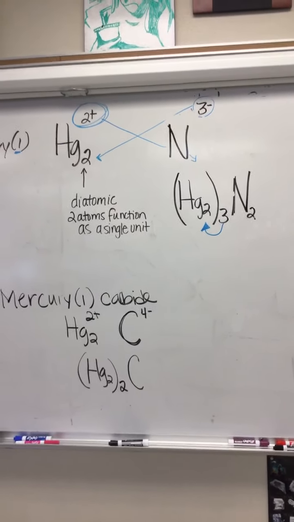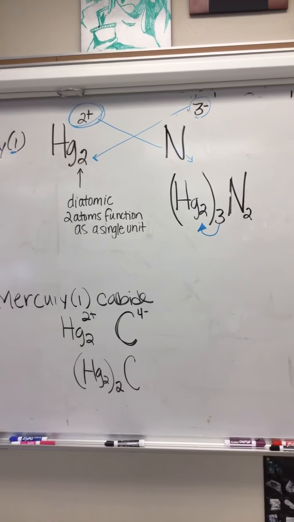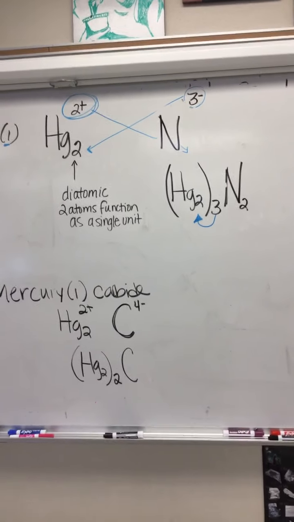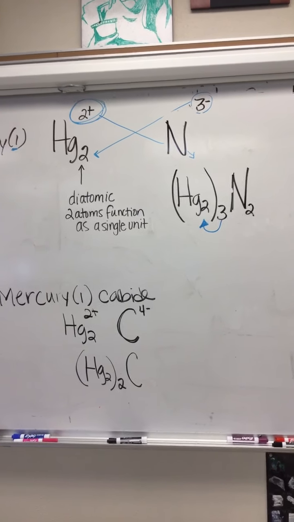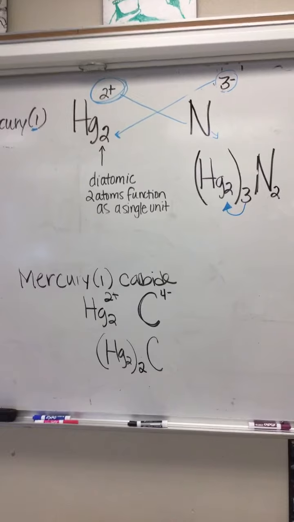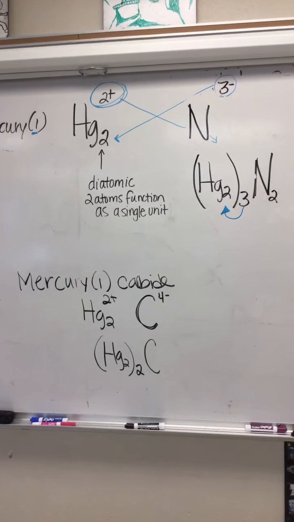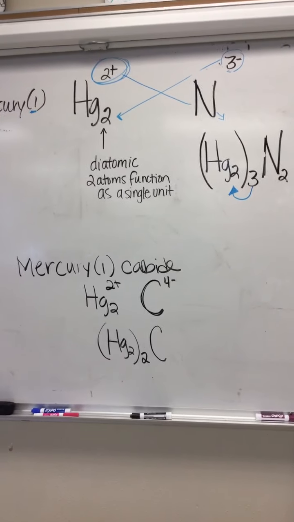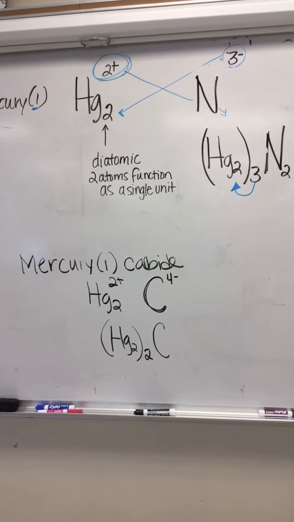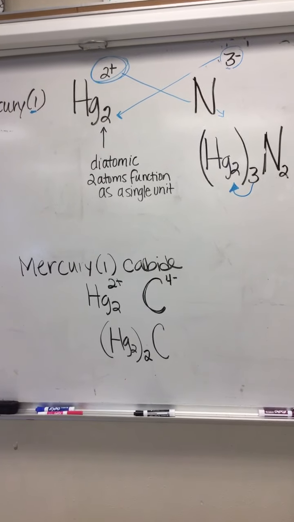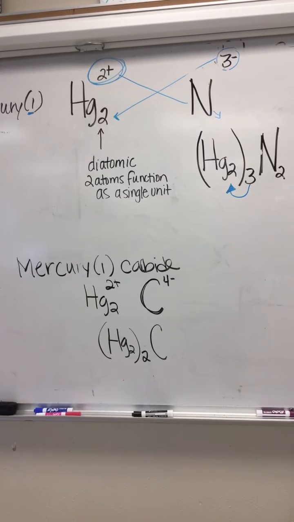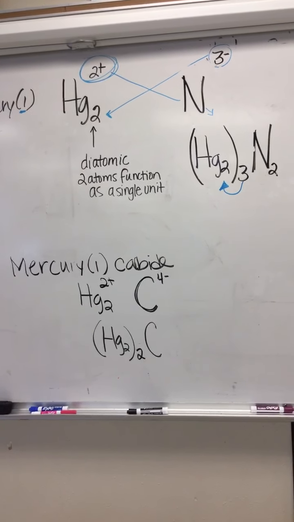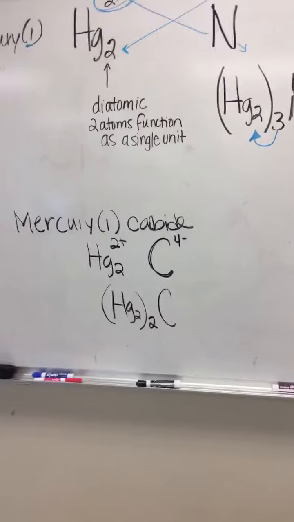Okay, so we are going to have a mercury 1 nitride is what we formed. We still used our crisscross method. But because I needed more than one of those mercury 1 entities, I have to wrap it in parentheses. We can do the same thing with something such as a mercury 1 carbide. We're still going to write out its ionic charges. It still has a +2 charge for the mercury 1. Carbide has a 4- charge. So we are going to crisscross their charges.